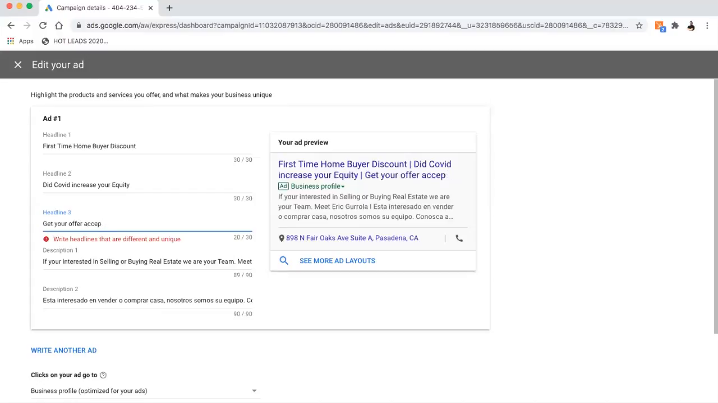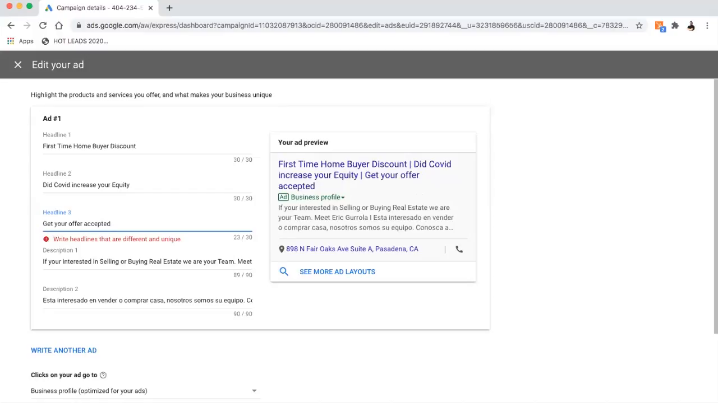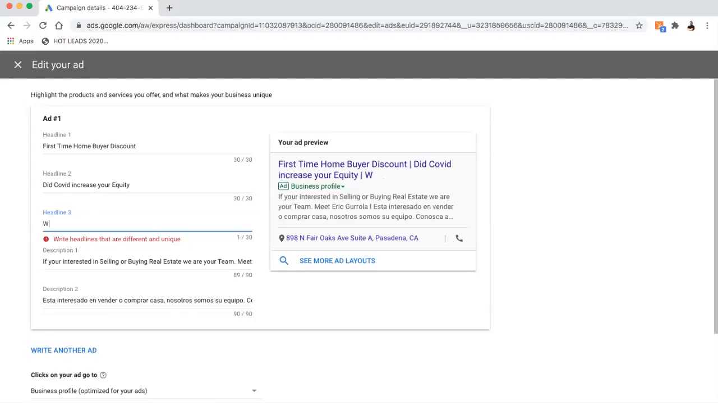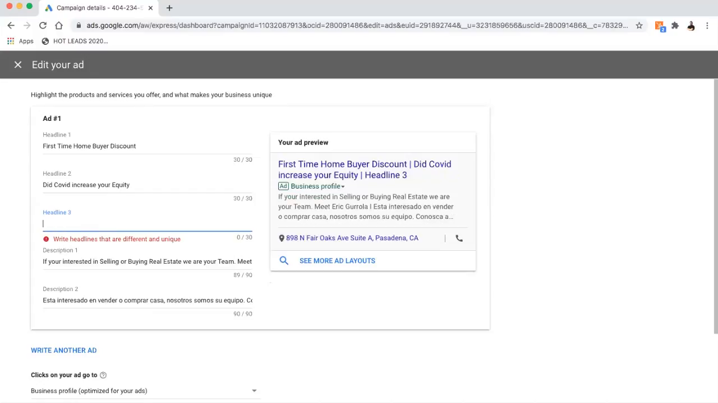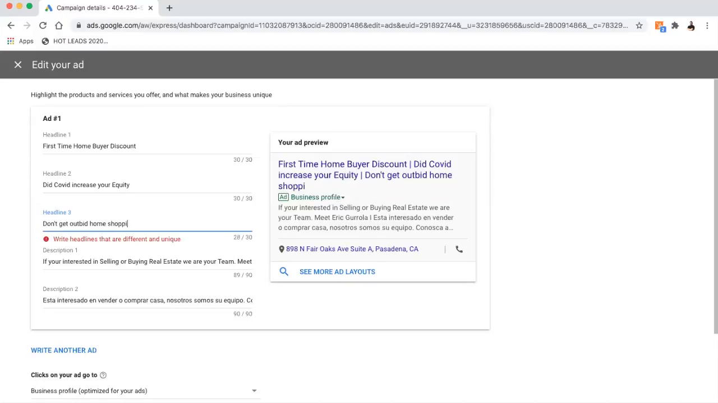Although I think it's better for us to focus on their pain point, and their pain point is getting outbid. So I think the headline should be, were you outbid while home shopping? All right, let me try that. Too long. The buyers are getting too long? Yep. Okay, so don't get outbid home shopping. How many characters is that? That works. Don't get outbid home shopping.